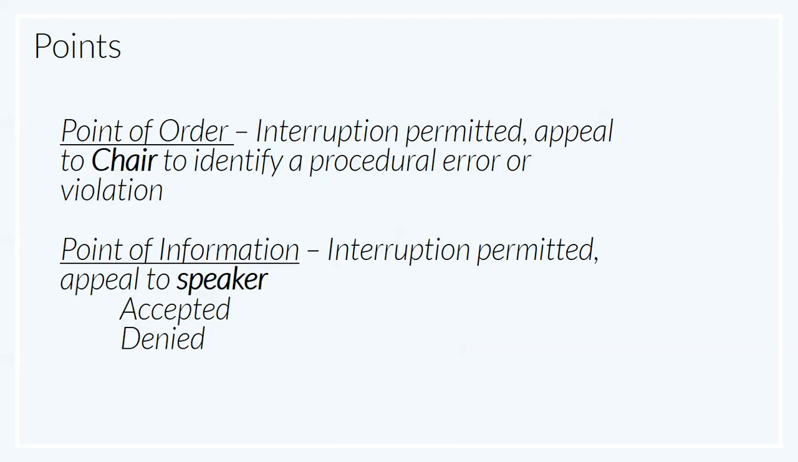Points are more about very short snippets of information. There are lots of points, but the primary two are points of order and points of information. Points of order are when a member state feels like a rule or procedure has been violated. This can be decorum. Someone might not refer to another delegate in the right way, which is obviously the Right Honourable Delegate from Madagascar, for example.